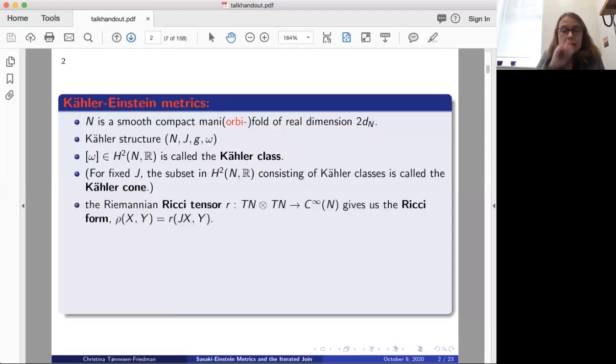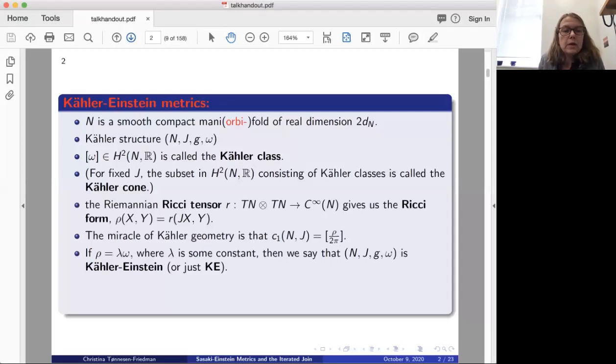Now if we take the Riemannian Ricci tensor with respect to g and bring in the complex tensor, we get a 2-form called the Ricci form. And the miracle of Kähler geometry is that the first Chern class with respect to the complex structure is actually given by the Ricci form's class, more or less, up to 2 pi.